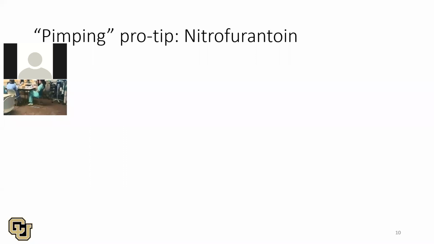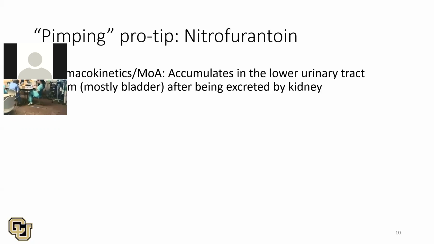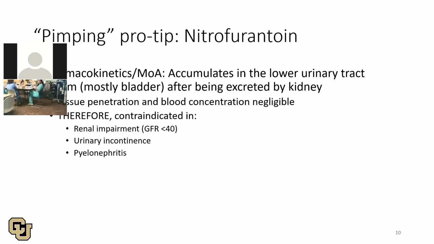But I also wanted to bring up this point to teach you a little bit about nitrofurantoin. This is a question you're going to likely be asked, mostly in our outpatient setting. Just remember that nitrofurantoin accumulates in the lower urinary tract, mostly the bladder, after being excreted by the kidney. And so you cannot use that in patients that have renal impairment, urinary incontinence, or pyelonephritis because tissue penetration and blood concentration are negligible with this medication. It also actually is one of the medications where G6PD deficiency comes into play. So just remember this for the next time you get asked about nitrofurantoin.